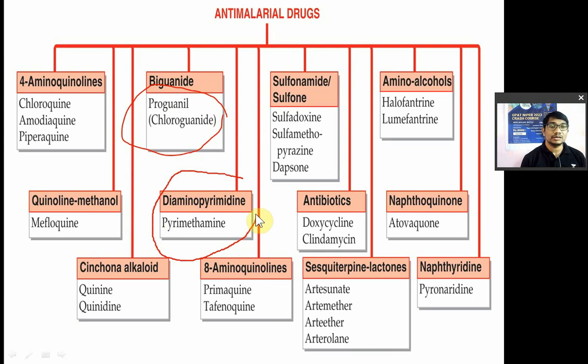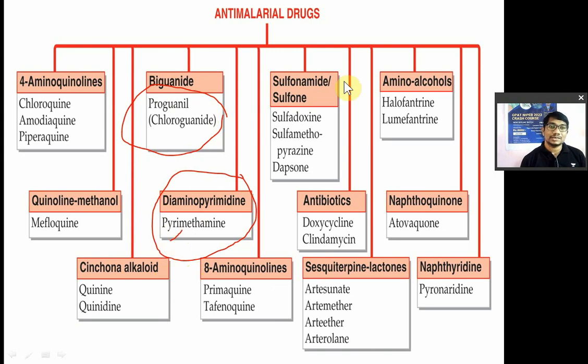Diaminopyrimidine derivative is nothing but pyrimethamine. Pyrimethamine is a dihydrofolate reductase inhibitor. It will prevent the formation of folic acid. So it is a dihydrofolate reductase inhibitor, pyrimethamine, right?